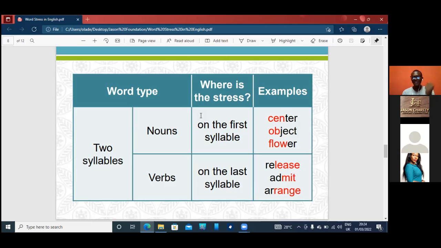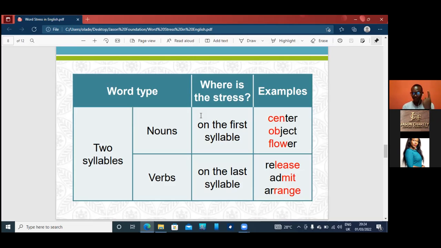When you have a disyllabic word, that is a word with two syllables, if it's a noun, it is stressed on what? First syllable. If it's also an adjective, in most cases, it's stressed on what? The first syllable. But if it is a verb, it is stressed on what? On the second syllable, which is the last syllable. Is that okay? Yes, sir.